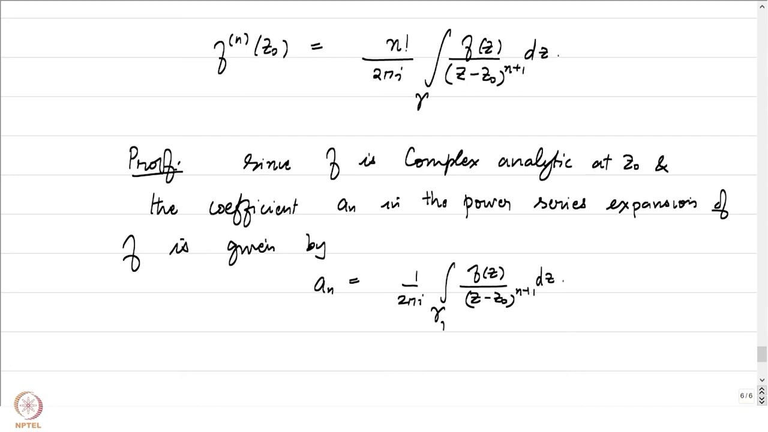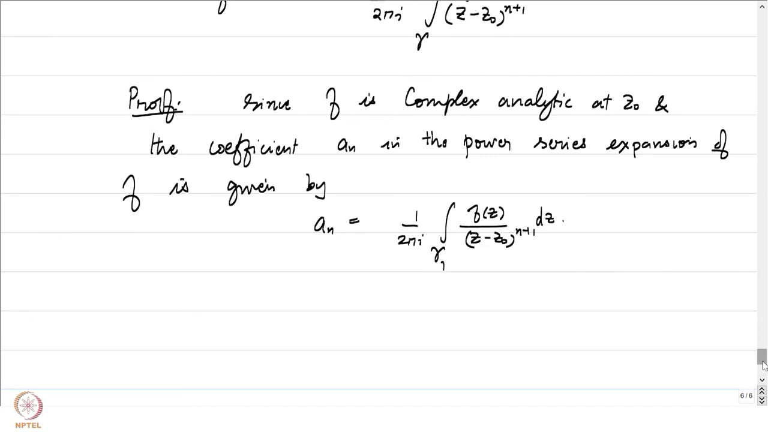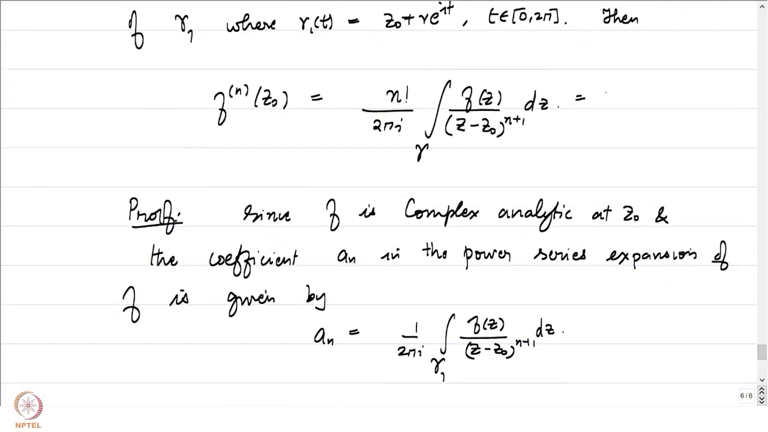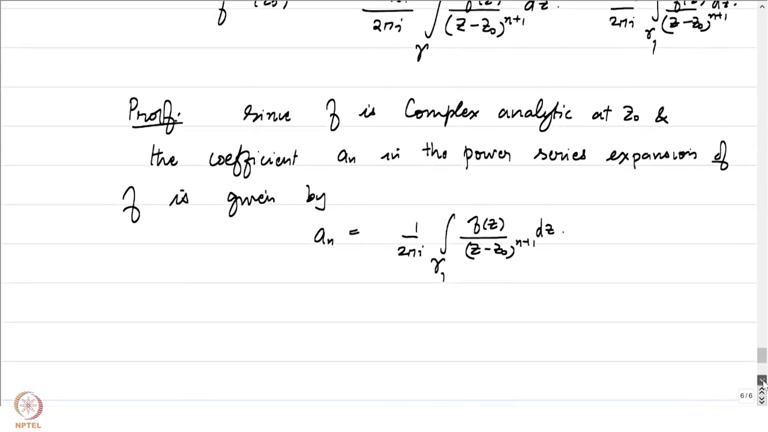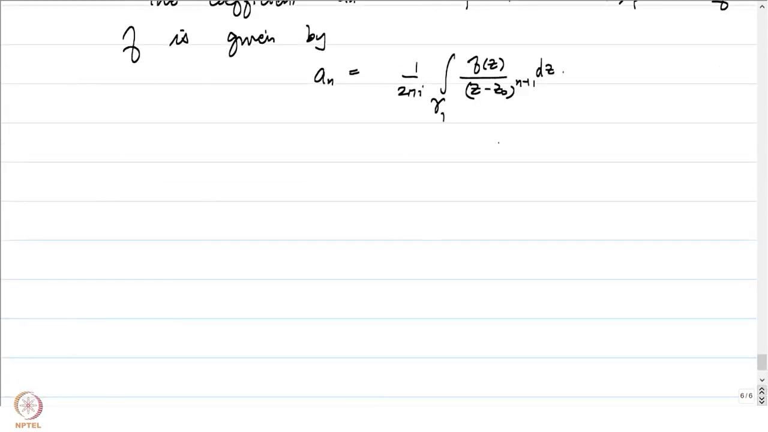Now, since gamma is homotopic in omega minus z naught to gamma 1, this is also in particular equal to n factorial by 2 pi I times the integral over gamma 1 of f of z by z minus z 0 to the power n plus 1 dz. By Cauchy's theorem, we do have that. Since a n are the coefficients appearing in the power series expansion of f, we know from our knowledge of power series, which we developed in weeks 2 and 3, that the coefficients a n can be written in terms of the nth derivative of f at the point z naught.